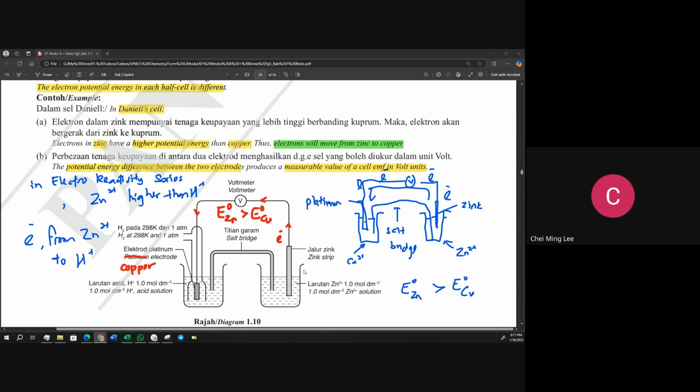Okay, jot down this. The half cell is considered here. Here is one half, here is another half. So normally how do we know which one is a half cell? We just follow the electrode. This is the electrode. Okay?